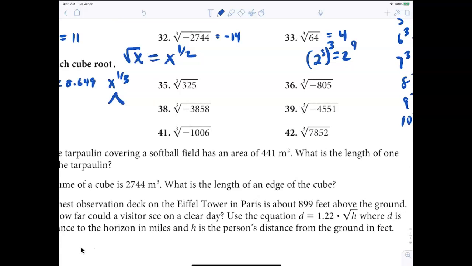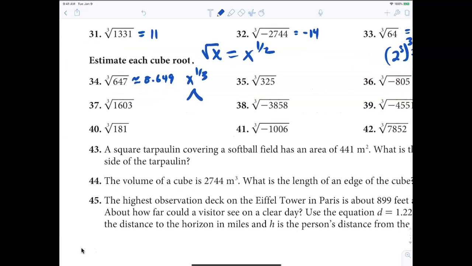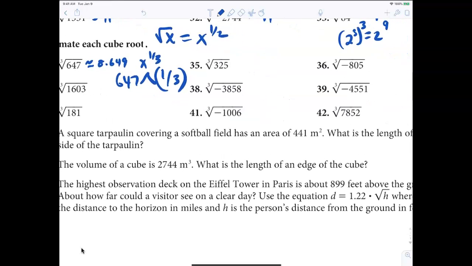Wait, so it's caret. 647. Then you hit this button right here. Then you do 1 divided by 3. Now, on your calculator, I think you need parentheses around it. That's why it's the problem. So do 647 caret parentheses 1 divided by 3. You don't even have to close parentheses. Okay. All right? So now the cube root of 325. 6 point what? 8 to the 5.